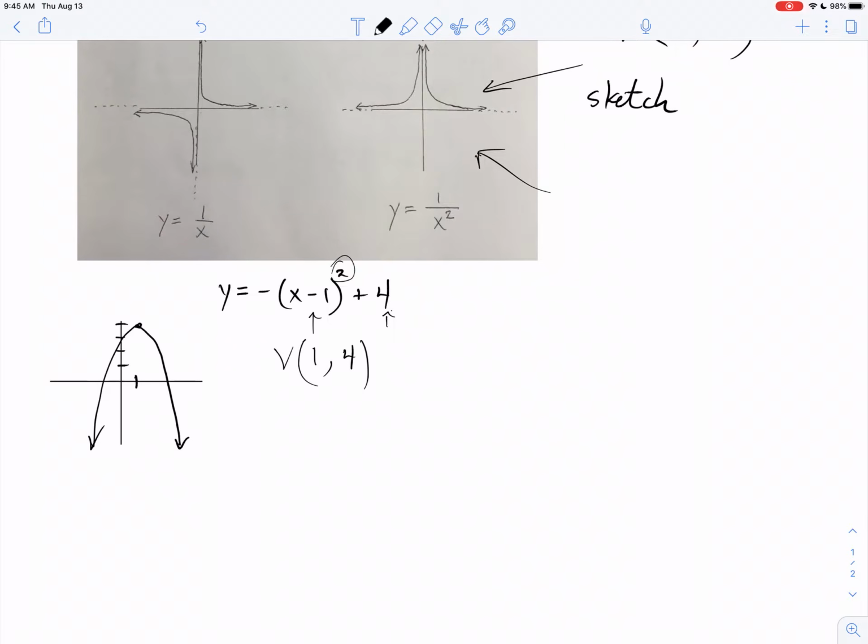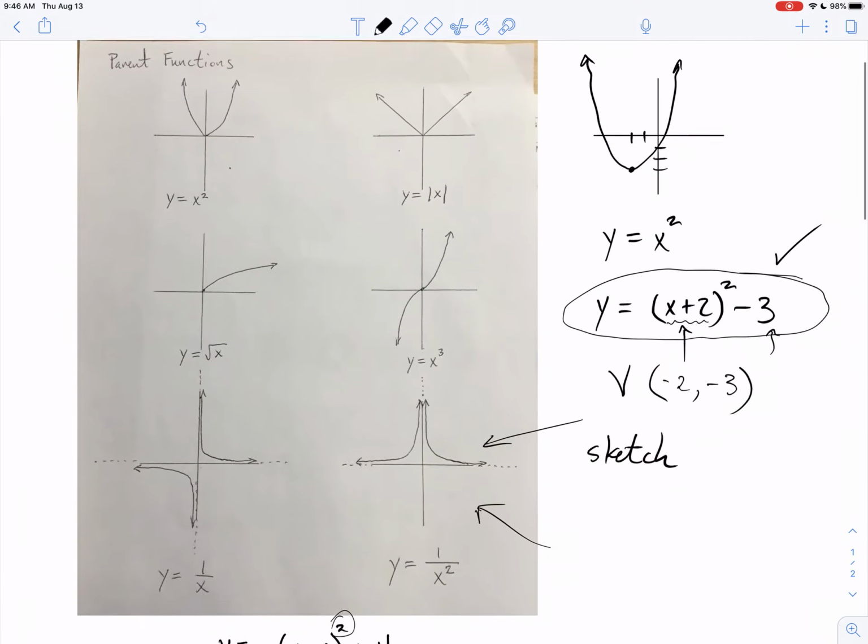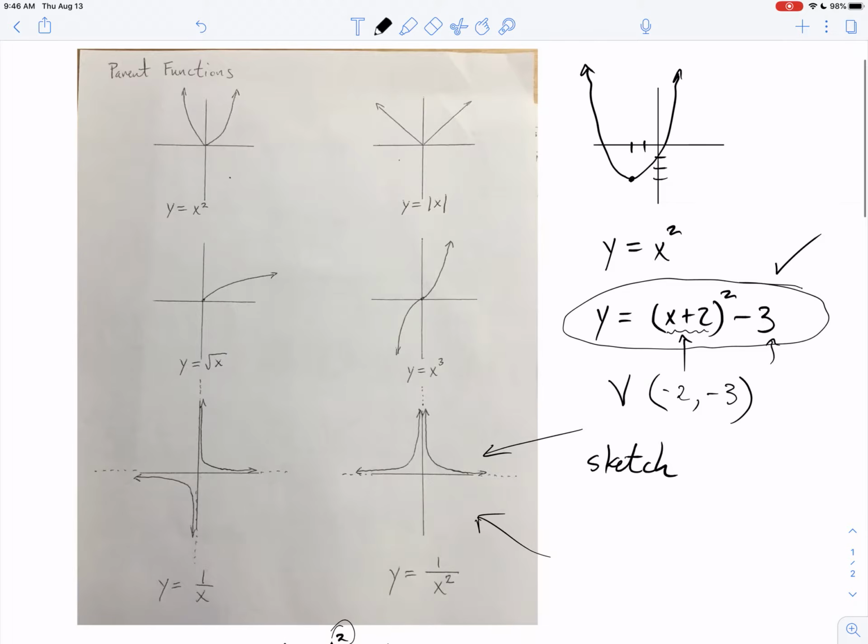Now, here's the thing with this, guys. I want you to get used to this. In case the internet ever goes down or Canvas goes down, I always put the assignments in my videos. So this sheet right here, this parent function sheet, you need to memorize what these 6 graphs look like. We will revisit them as we go through the school year. There's 6 graphs there. Know what they look like.